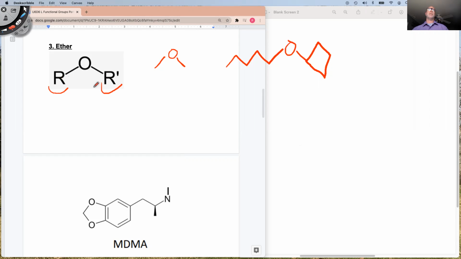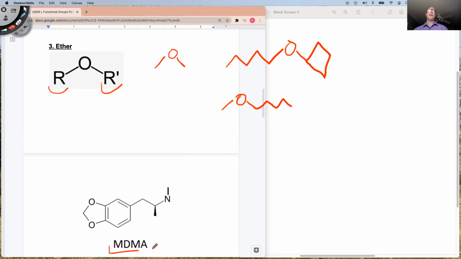So this would be one carbon chain, and this little prime here, R prime, would be a second carbon chain. And it doesn't matter. It could be something like this. You could have one carbon chain with that oxygen and then another one. This is an ether.